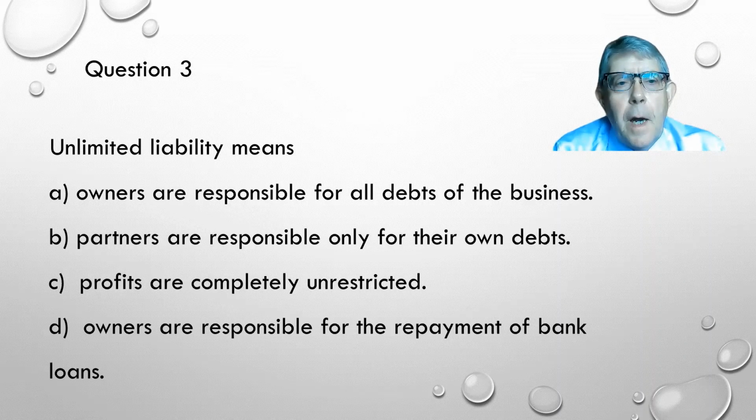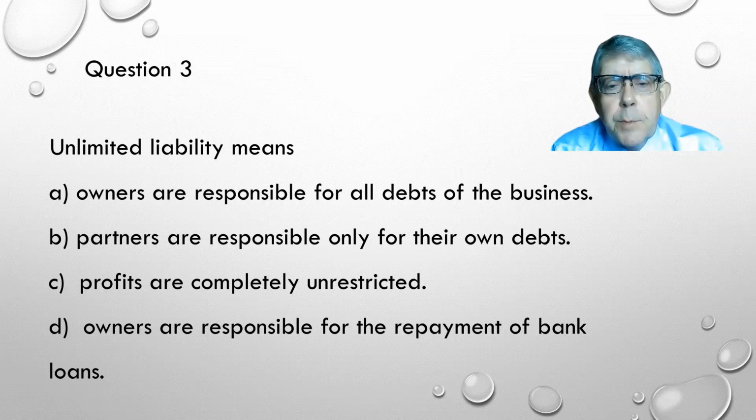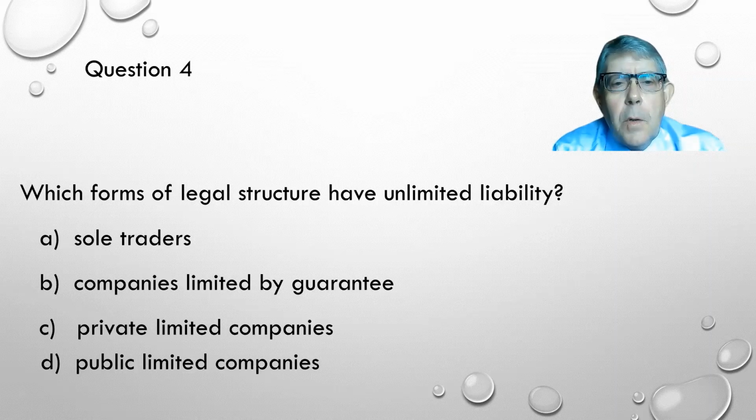Question 3. Unlimited liability means A, owners are responsible for all debts of the business. B, partners are responsible only for their own debts. C, profits are completely unrestricted. D, owners are responsible for the repayment of bank loans. Question 4. Which forms of legal structure have unlimited liability? A, sole traders. B, companies limited by guarantee. C, private limited companies. D, public limited companies.